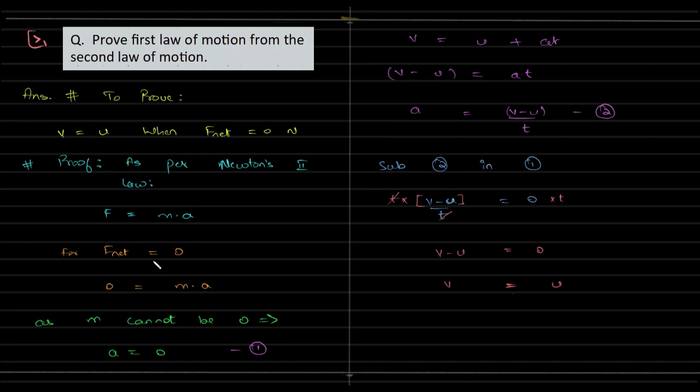Again, we started with writing down the formula of force being equated to mass into acceleration, because the net force is 0. That's the condition for the first law. And we get this particular equation. Since one of the elements cannot be 0, the other element has to be 0. And we get an expression for acceleration from this particular equation. With the help of this expression, we substitute it in equation 1 and we get the final answer. So this is your answer. Hence proved.